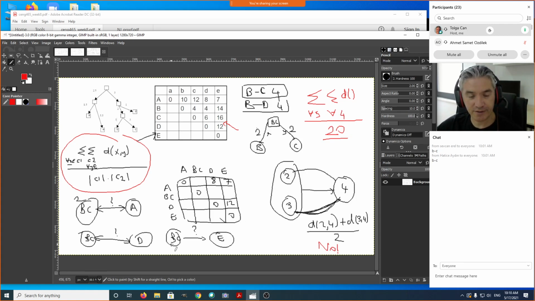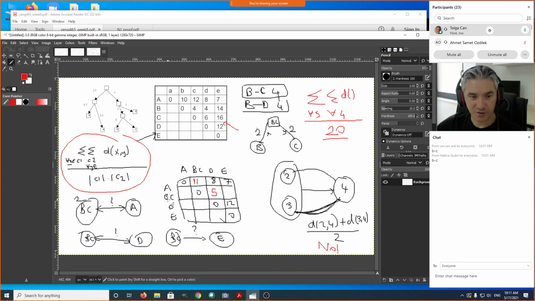In the initial iterations, it's really easy. I have B, C, and A. It basically means the distance of B and A plus the distance of C and A, divided by 2. The distance of B and A was 10. The distance of C and A was 12. So this one is going to be 11, 10 plus 12 divided by 2. Now, for the distance of BC to D, the distance of B to D is 4, C to D is 6. So 4 plus 6 divided by 2, it becomes 5.